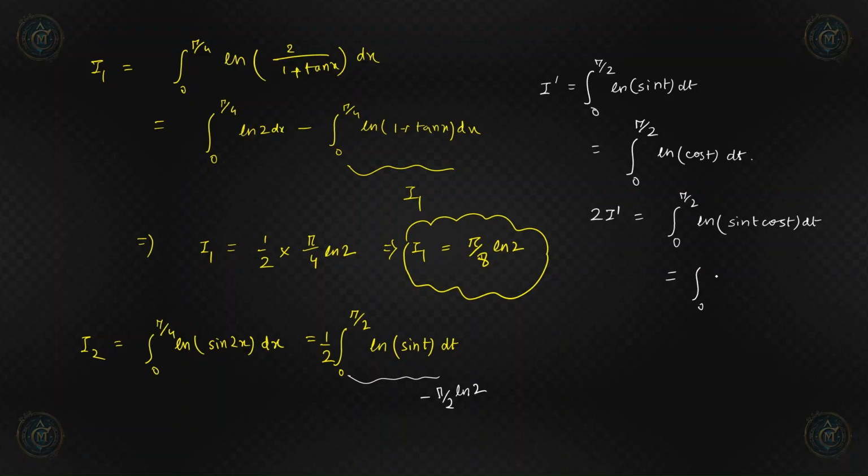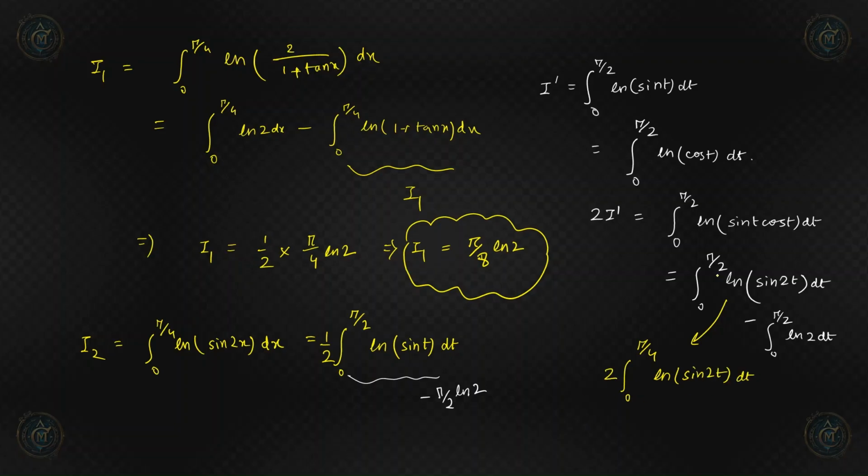And integral 0 to pi by 2, this we can write again as log of sine 2t divided by 2. This sine t cos t, if we multiply and divide by 2, we get sine 2t divided by 2. So log of sine 2t dt minus integral 0 to pi by 2 log 2 dt. We split the log term here. Now observe that we can write this as integral 0 to pi by 4 times log of sine 2t dt times 2.